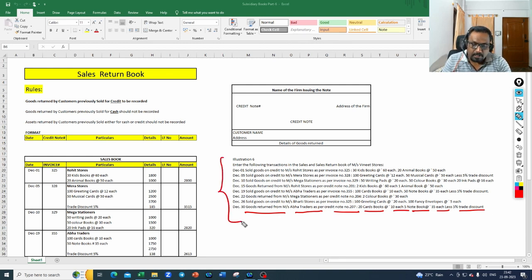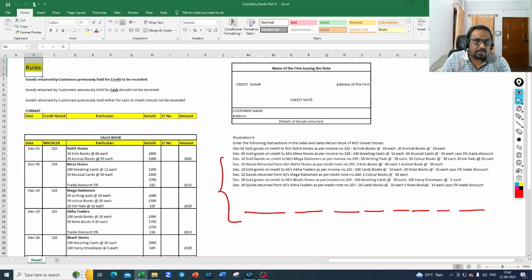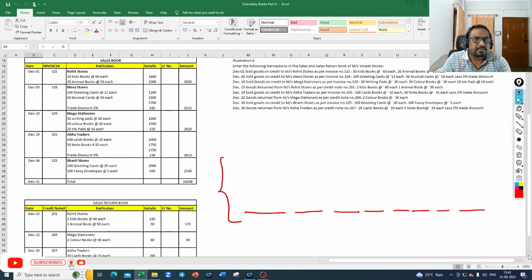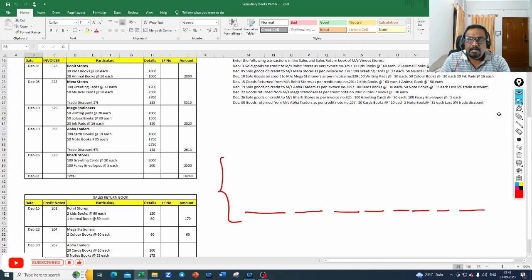Let us look into the problem and see how these transactions can be recorded in the solution. So I'll just move this up so that we can look into the total problem at a time and see what best we can do. Okay, let me go to the first one. December 1st, sold goods on credit to Messrs Rohit and Stores. So Rohit and Stores we mentioned here. What is it that we sold?